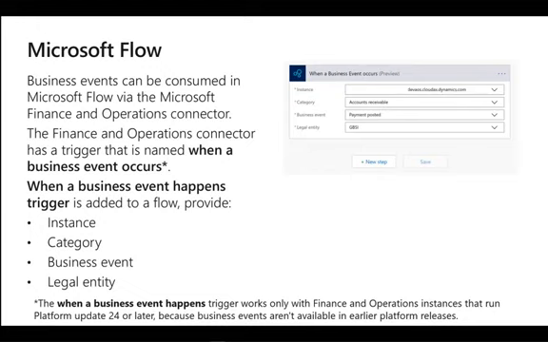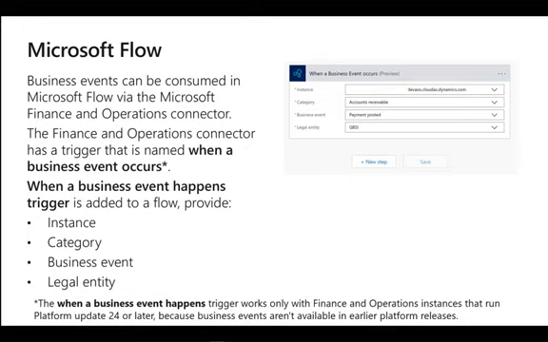Category. Select the category of the business events. The business event field then shows the business events in that category. Business event is the available business event in the selected category. Legal entity. Legal entity specifies the legal entity where the business event is being subscribed to. The flow will be triggered when the business event occurs in the legal entity in Dynamics 365 Finance and Operations. By default, this field is blank, and the business event is subscribed to in all legal entities.